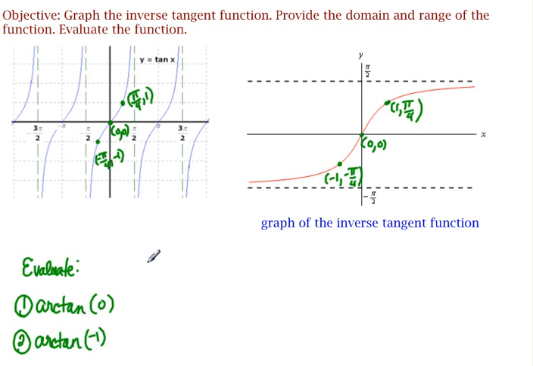The object of this video is to show you how to graph the inverse tangent function, and we're going to look at the domain and range of that and evaluate the function as well.